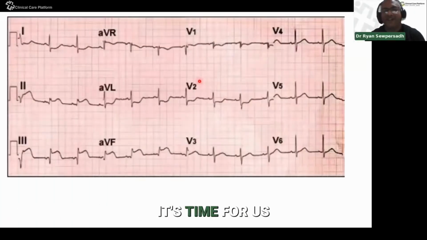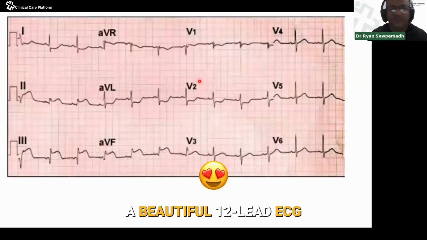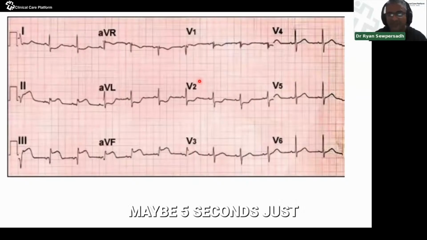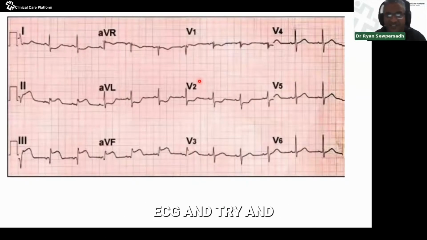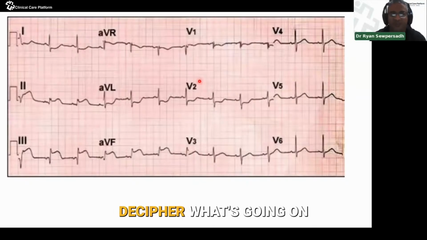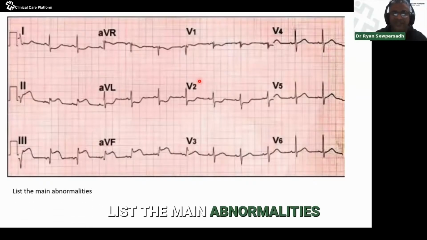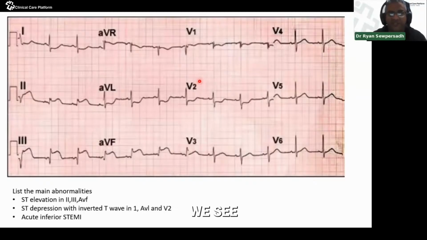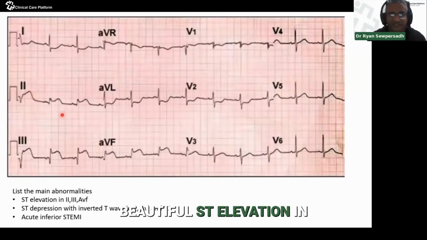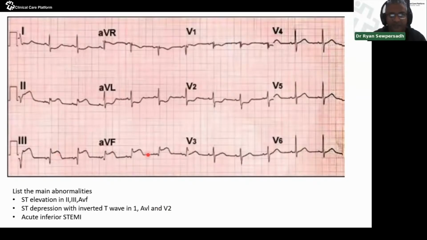So it's time for us to see this in action. A beautiful 12-lead ECG, right? We're going to take about maybe 5 seconds just to stare at this ECG and try and decipher what's going on. All right. So here we have it. List the main abnormalities. You see beautiful ST elevation in the inferior territory. 2, 3, AVF. Boom. Very nice.